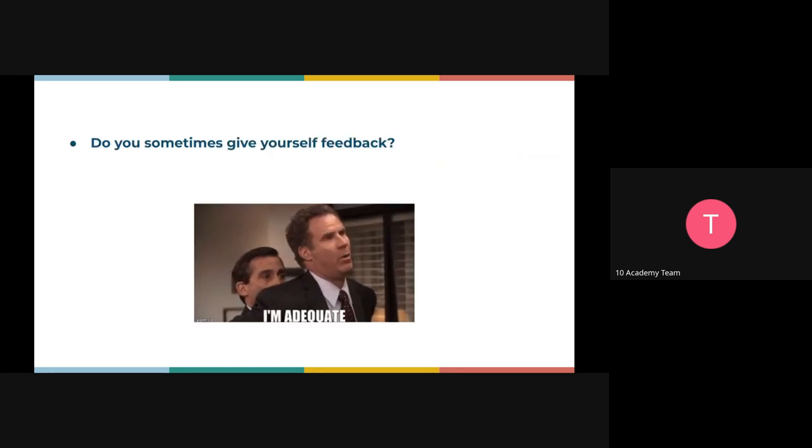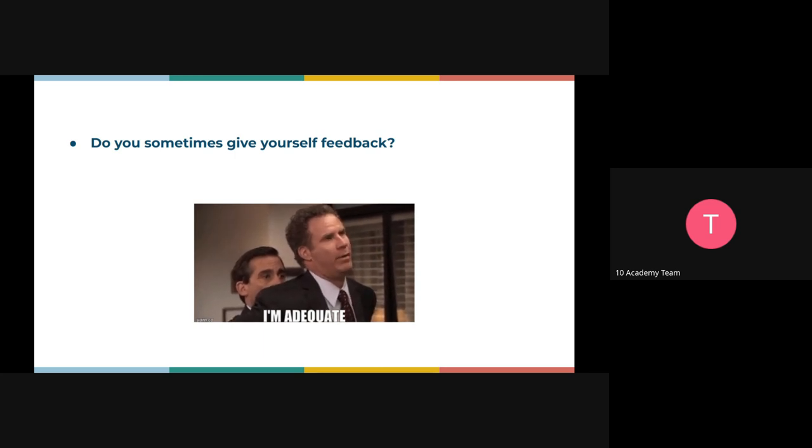tutorial. So in as much as we tend to give feedback to others, or sometimes we think that in our workplace, feedback just has to come from your manager or someone who's above you. But sometimes we also need to give ourselves feedback for the work that we've done or the processes that we've done.